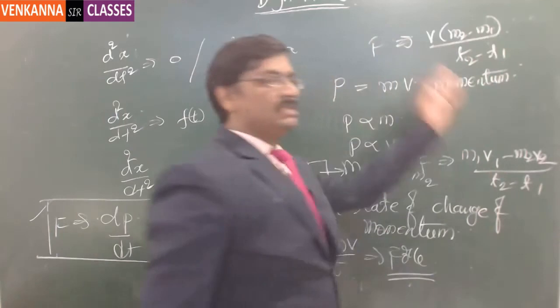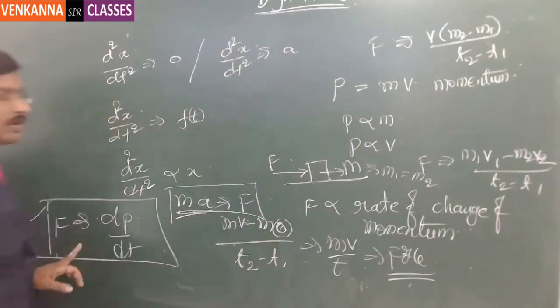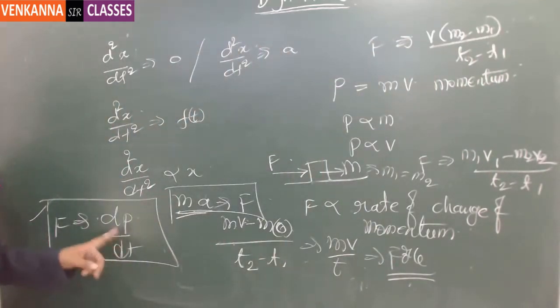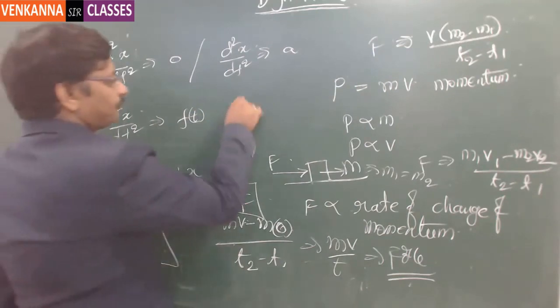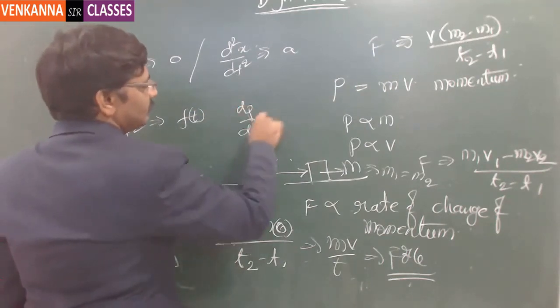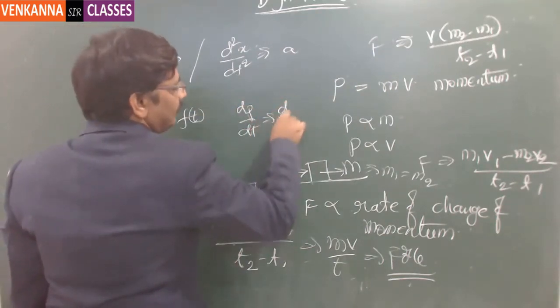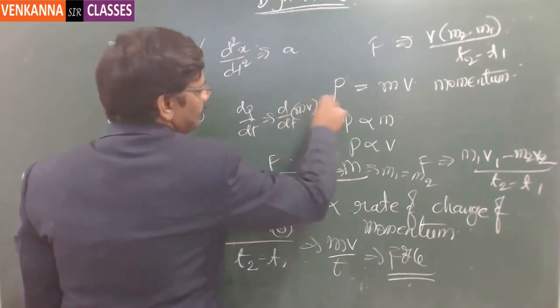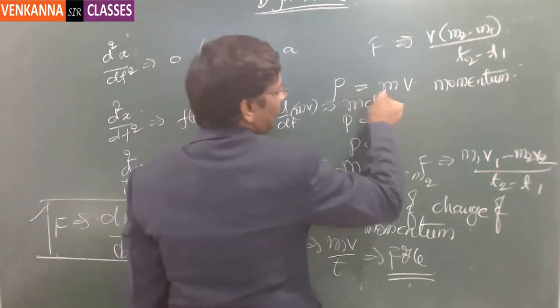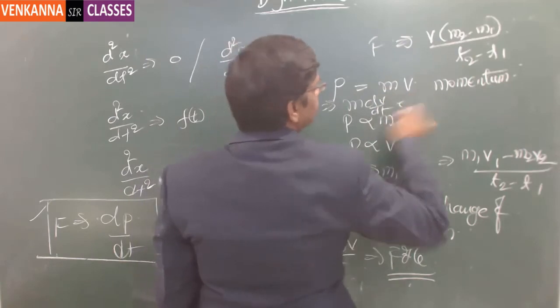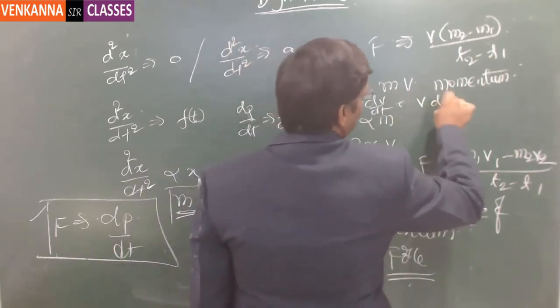But all these definitions fit under the single formula, F is equal to dp by dt. So dp by dt is equal to d by dt of mv, which is equal to m into dv by dt plus v into dm by dt.